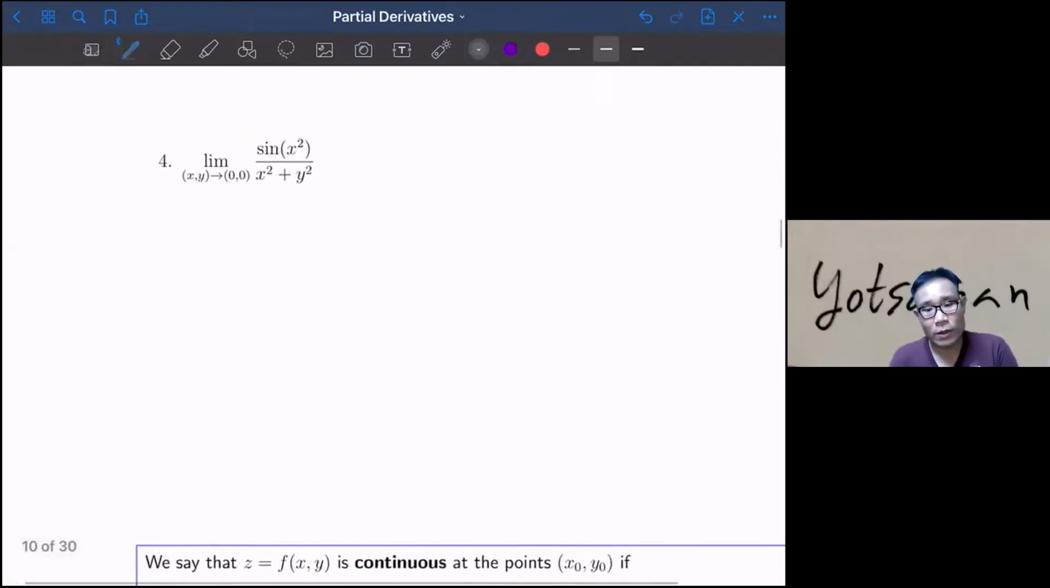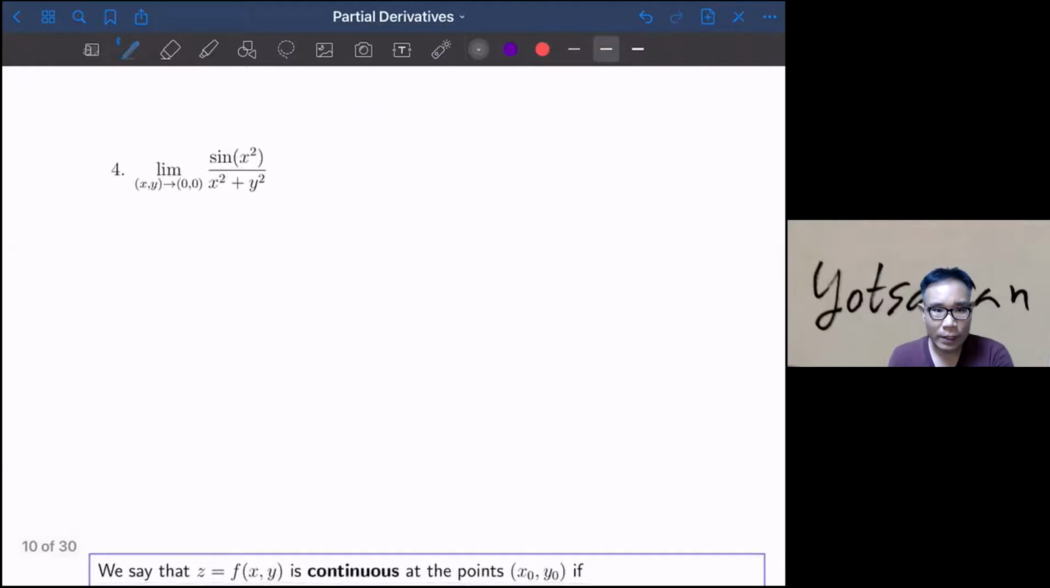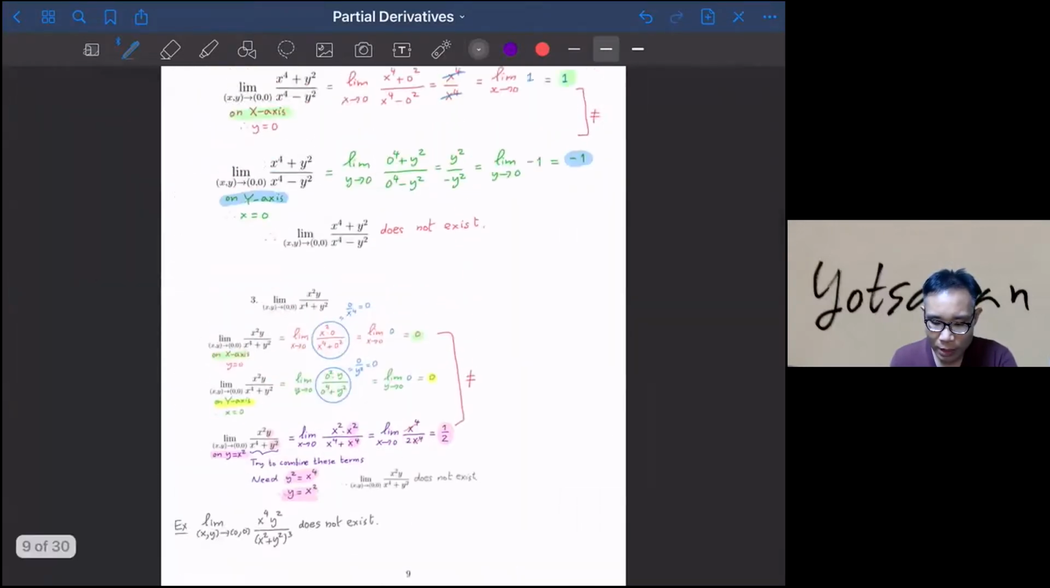Okay, for number 4 as well. For number 4, you'd like to show that the limit as (x, y) goes to (0, 0) of sine x squared over x squared plus y squared also does not exist. So please do this one by finding C1 and C2 that give different limits. It's going to be something you'll find quite easy.